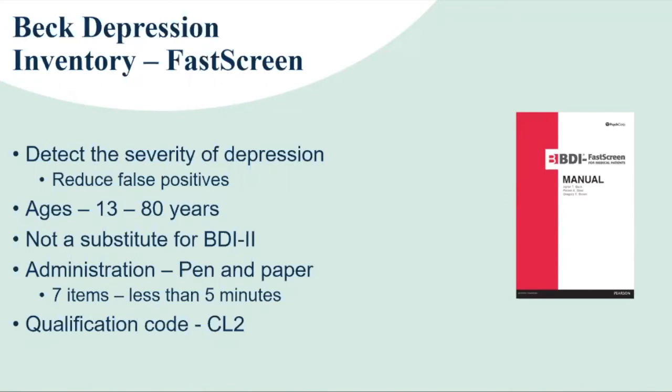It's important to note that this is not a substitute for the Beck Depression Inventory 2, which has the full 21 items. But this is scored the same way, where the individual selects which statement best describes the way they've been feeling over the past 2 weeks, going from 0 to 3. This one is only to be administered in paper format and it requires a CL2 qualification code.